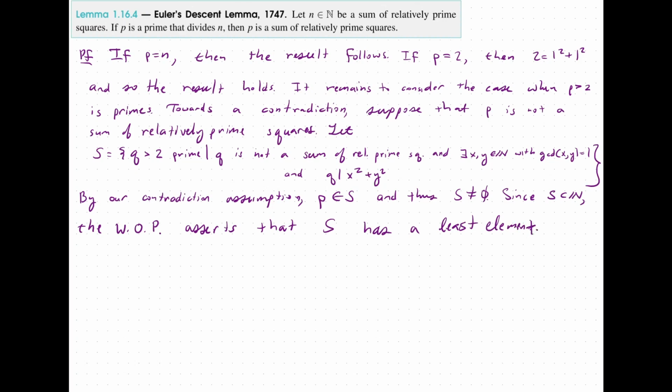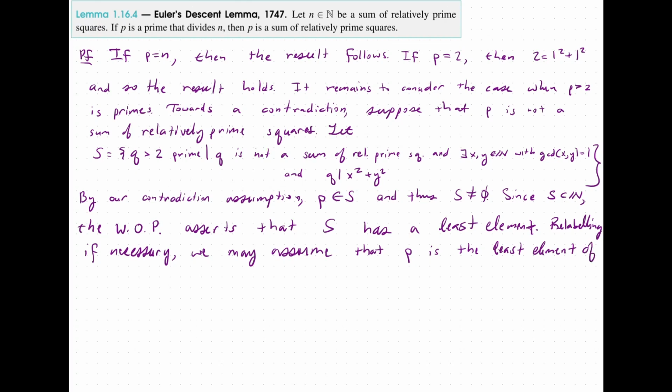Now what we are going to do is something that is common. We want to continue using the letter P. So we're going to do a relabeling if necessary, because all we know is that P is in S. So we can go ahead, choose the least element, and doing a relabeling, if it's not the least element, we'll call the least element P. And so relabeling, if necessary, we may assume that P is the least element of S. So we have our least element.